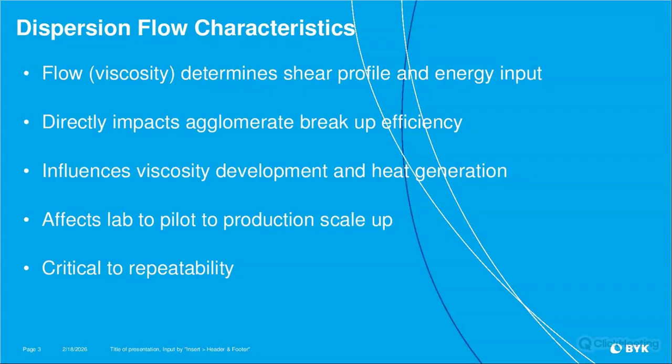Heat generation is a big one with regard to characteristics. We always want to make sure that we're protecting our material, and having a good idea of the flow characteristics and the way it reacts is a good way to do that, to make sure you're protecting your material from any heat degradation. This will go across all of your flow characteristics, from your lab to your pilot to production. So it really doesn't matter what your volume is. You really need to pay attention to your flow characteristics. And of course, this is critical to your repeatability.